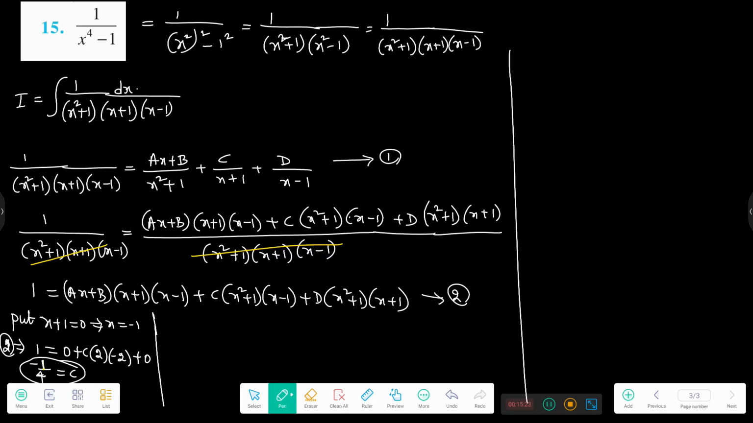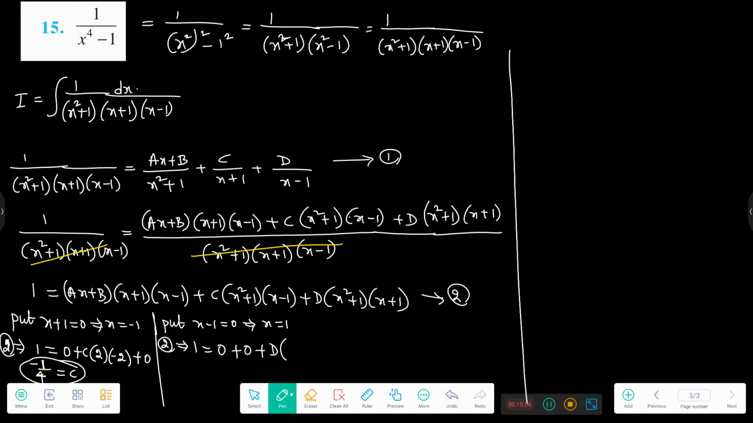Next, put x minus 1 equal to 0. This implies x is equal to 1. So what am I getting, let's see. In equation 2, left hand side is 1 and no change in it. Here also wherever you have x plus 1, x minus 1, that will become 0. So here the first 2 terms will be 0. Only the D term will be available. Be careful, so A and B are 0, C also 0.